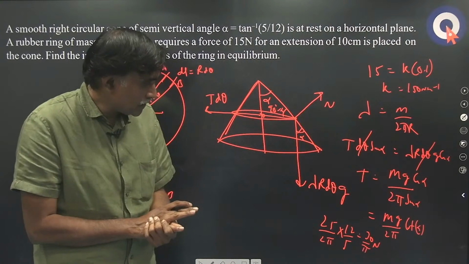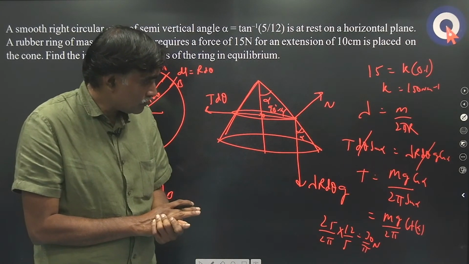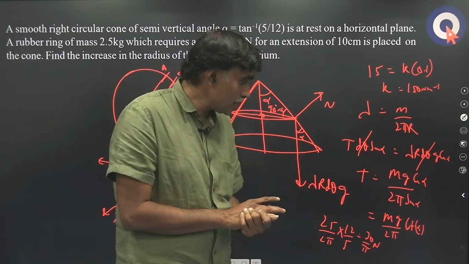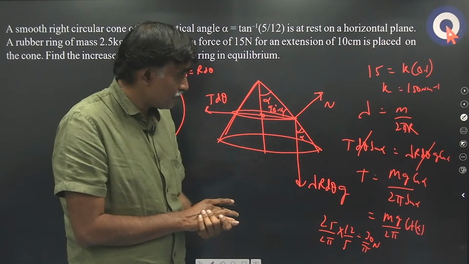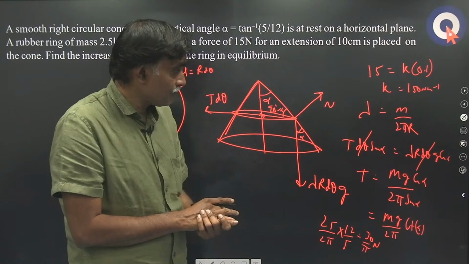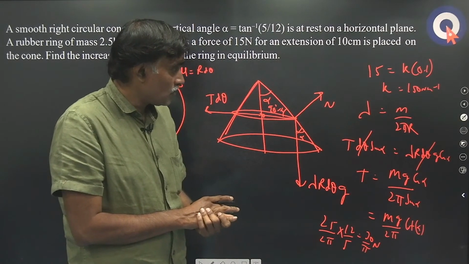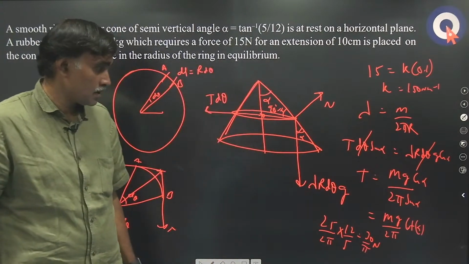2 pi won't be there, I think. mg by 2 pi. What is tension? mg by 2 pi into cot alpha. Lambda r. What is lambda r? It is m by 2 pi. Oh, that's correct. That's what I'll do. Followed?